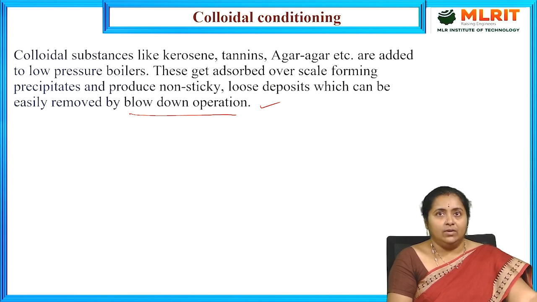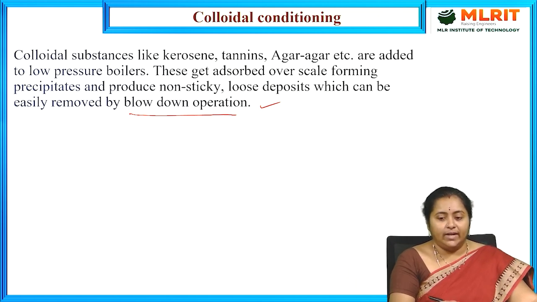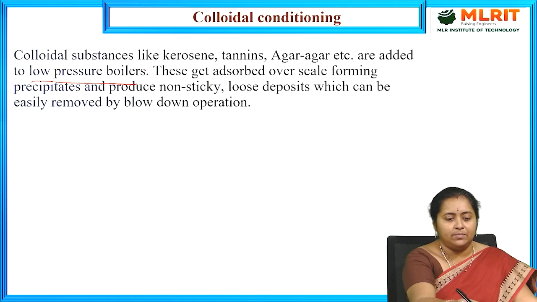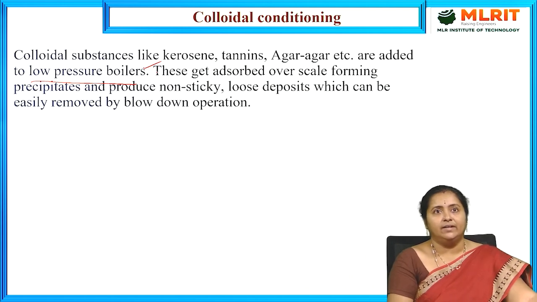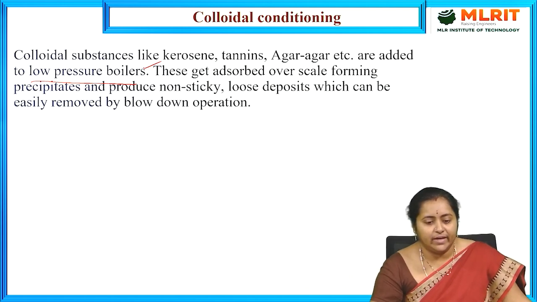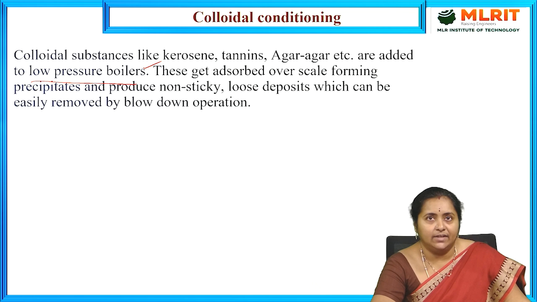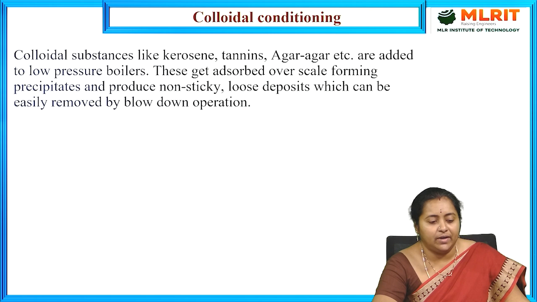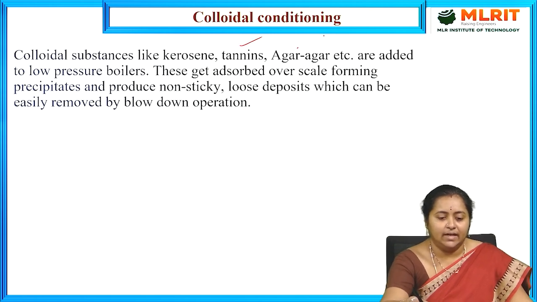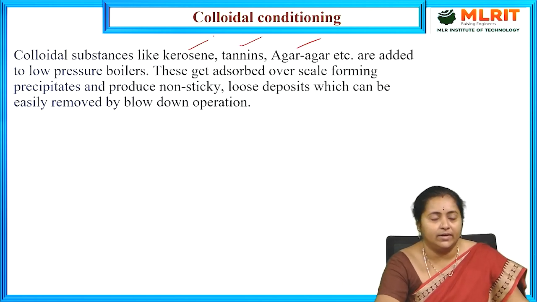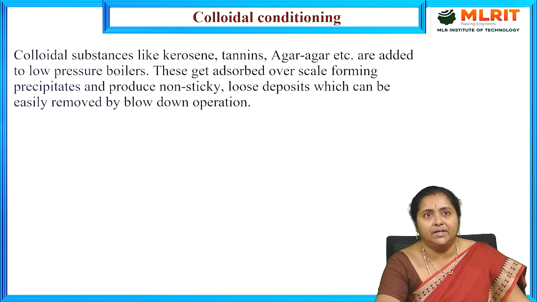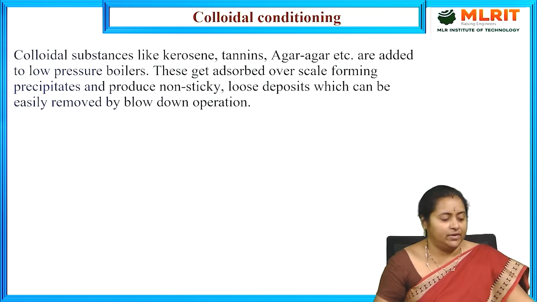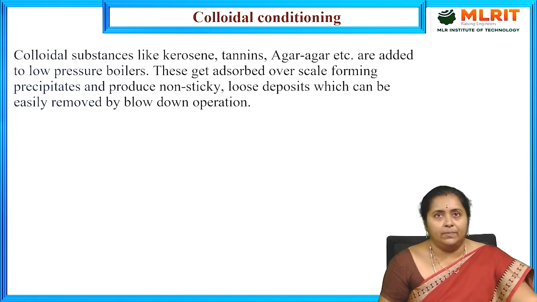So this is called colloidal conditioning. And this colloidal conditioning is meant for low pressure boilers. That means boilers which are working under low pressure conditions, we can adopt this colloidal conditioning. It has a very simple principle: we add colloidal substances like tannins, agar-agar, kerosene in calculated quantities, and then mix it and convert it into a form of precipitate, which can be further removed by blow-down operation.